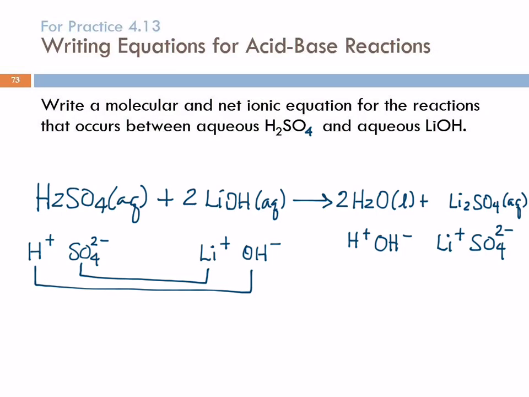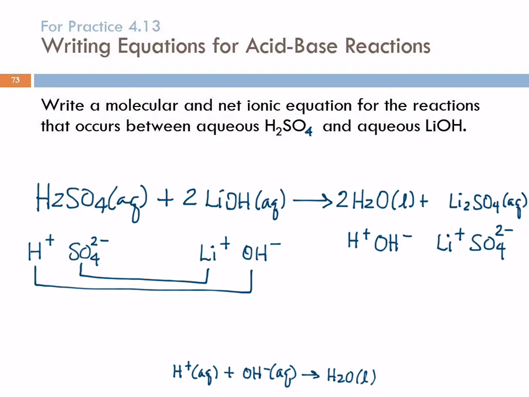So what's the net ionic equation? We're going to get H+ and OH- to make H2O. And that's after taking out the spectators. So let's look at the spectators. So this is an acid.